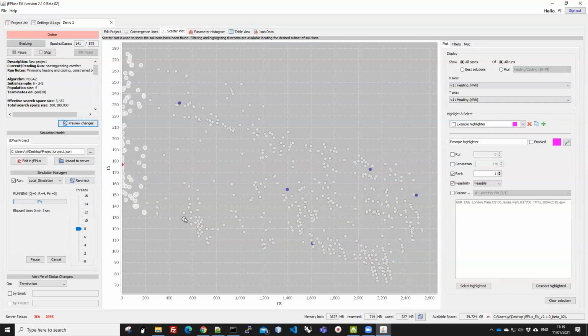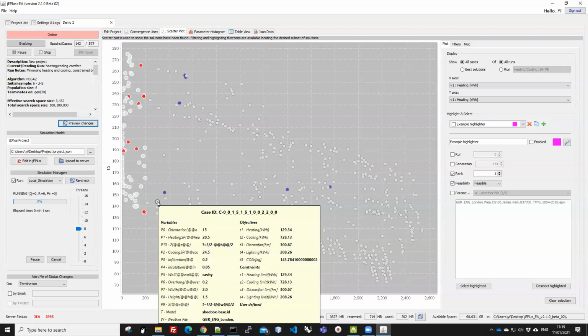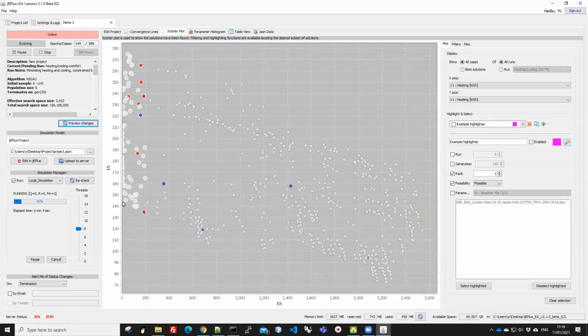Right. We suddenly got a lot of gray dots. Those are the infeasible solutions, which means they're not meeting our criteria for discomfort hours. You can see on the right side towards the bottom, S3 is the discomfort limit. This case has a value of 300, which is above our threshold. So 200 is here. Everything on the left of 200 is white with a red edge. Those are the feasible solutions, or the solutions we are accepting, and the rest are the infeasible ones.